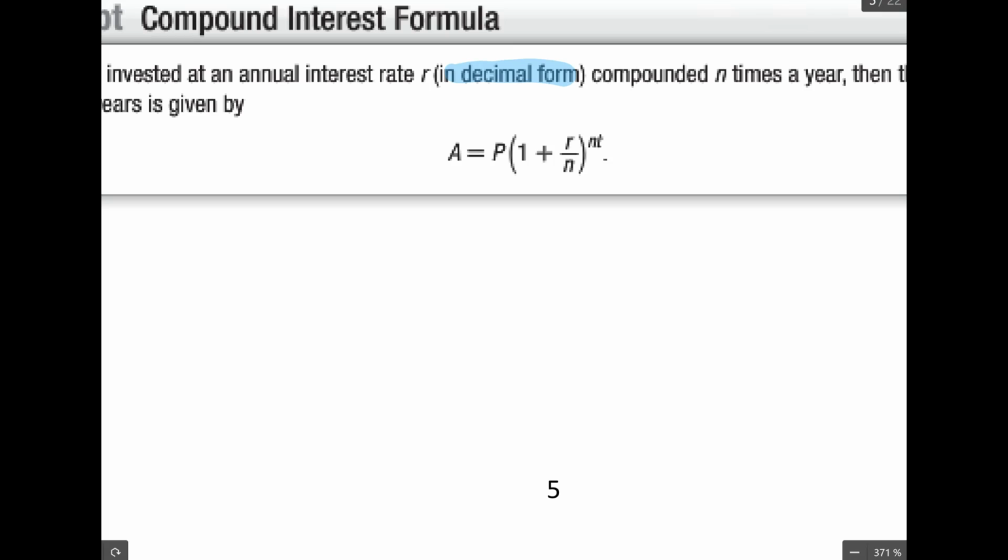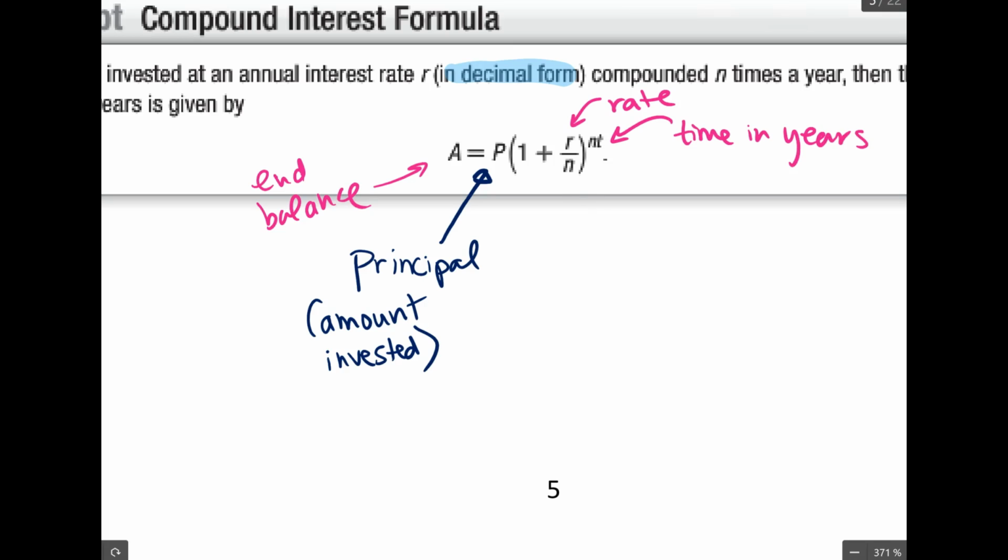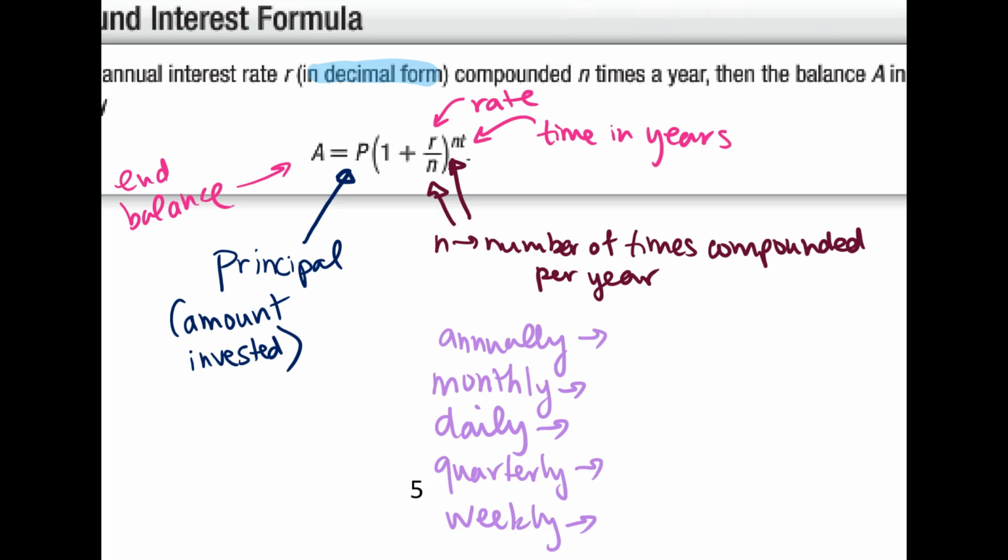Awesome. So let's go ahead and list out every single thing and what it means. P means the principal, it's how much is invested. A is going to be the balance after t years, so this is going to be the end balance. The R is just going to be the rate. T is the time in years. And then lastly, the N is going to stand for the number of times it's compounded per year.